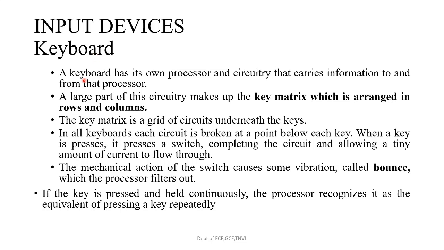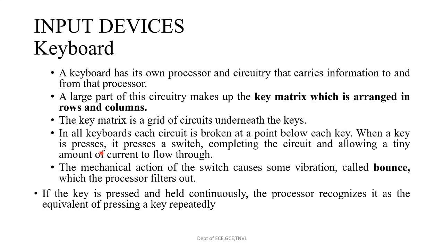First is keyboard. A keyboard has its own processor and circuitry that carries information to and from that processor. A large part of the circuitry makes up the key matrix, which is arranged in rows and columns. The key matrix is a grid of circuits underneath the keys. In all keyboards, each circuit is broken at a point below each key.